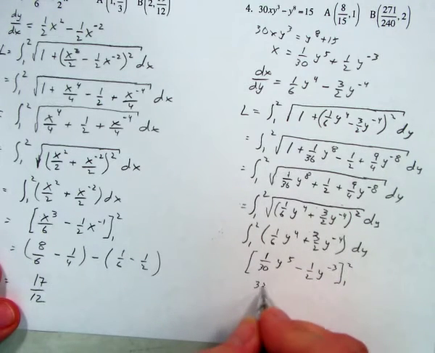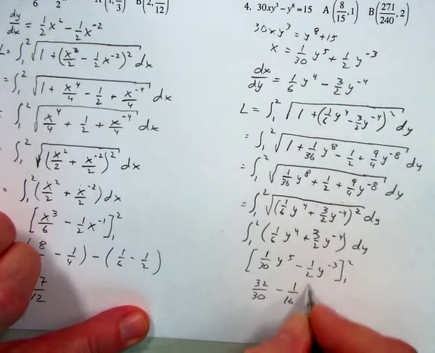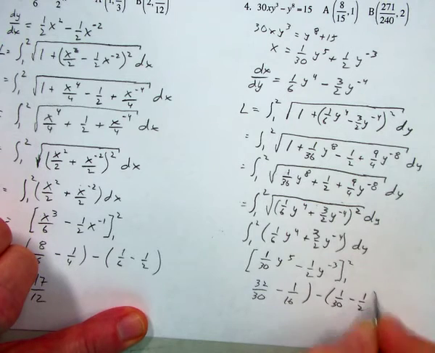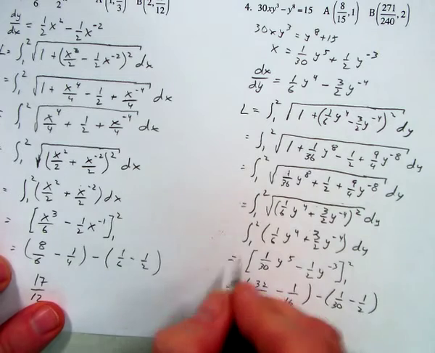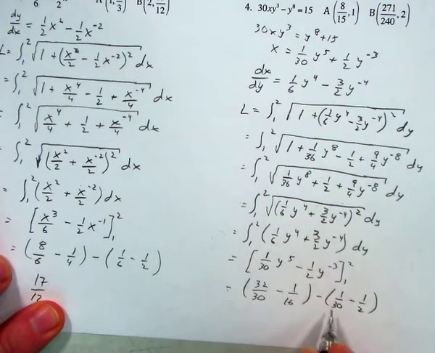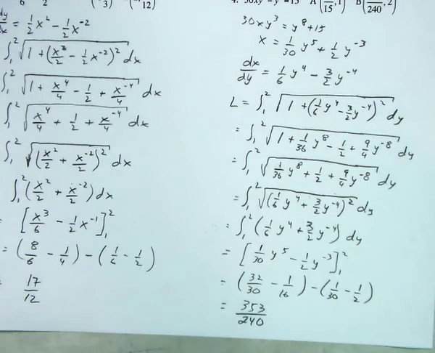So we'll plug that in. 32 over 30 minus 1 over 16 minus 1 over 30 minus 1/2. You can get a common denominator. This would be 16 over 15. That'd be 240. So we'll have 256 minus 15 minus 8 plus 120, and we get 353 over 240. And that's it for finding the length of a curve.